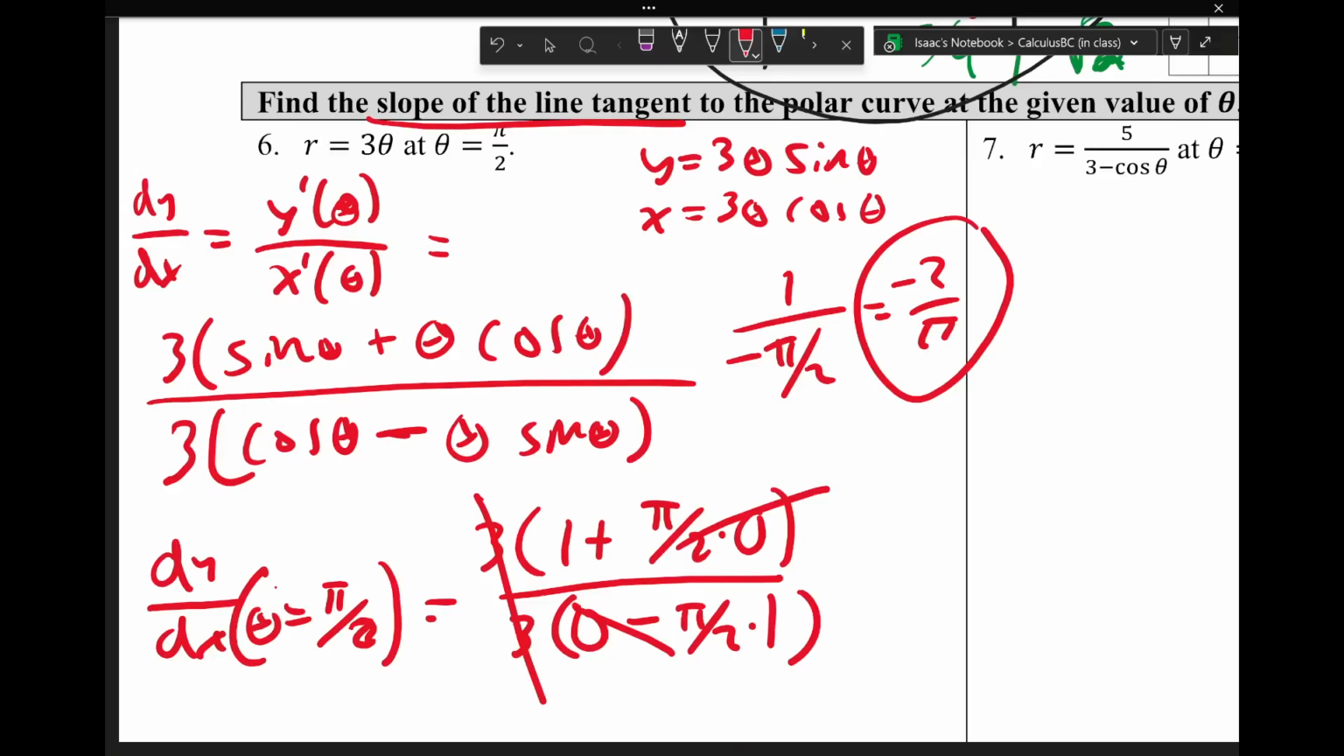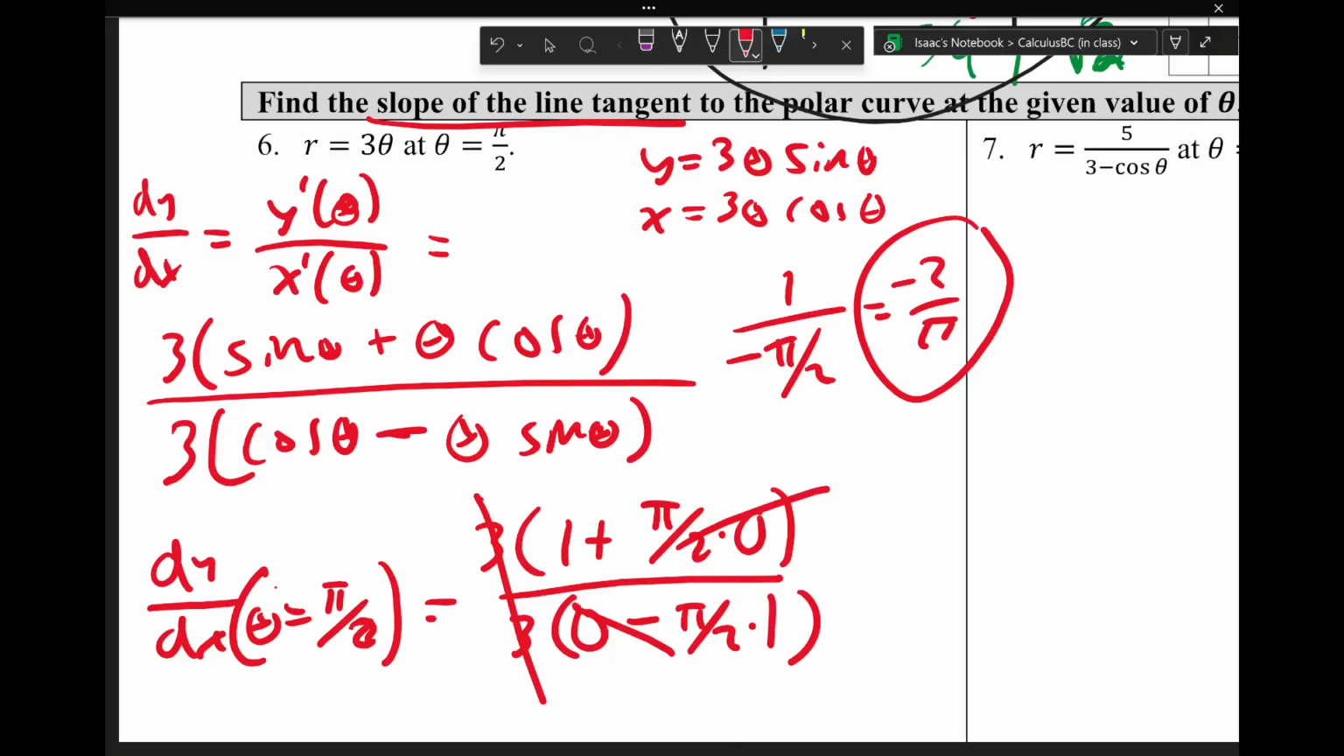So you have to know what x is in terms of r and theta. You need to know what y is in terms of r and theta, so that you can piece those together, take its derivative, and then find the derivative at a specific point. So that is what 7, 8, 9 will be asking you to do.